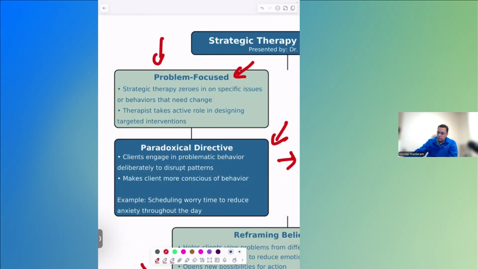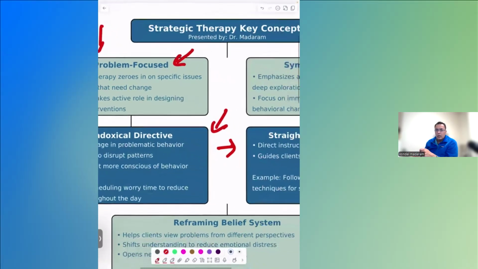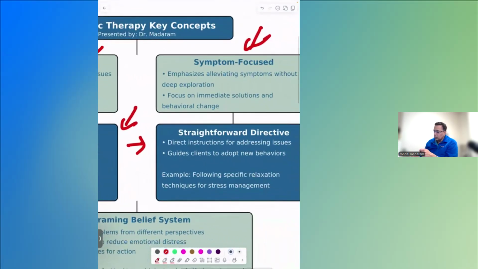That's problem focused. So somebody is procrastinating, you're not worried about the deep-rooted issues which might be causing the procrastination, but you're creating solutions where you're teaching time management skills, you're teaching accountability skills, things like that. Now let's go to symptom focused.